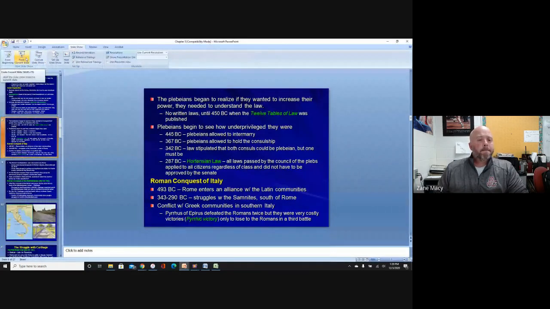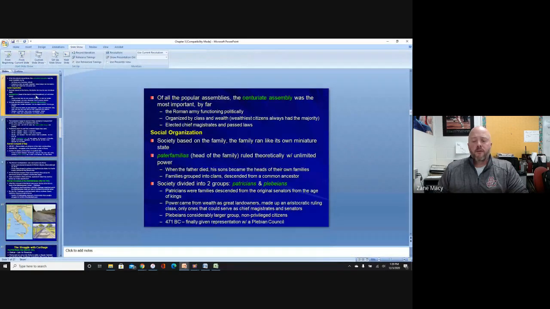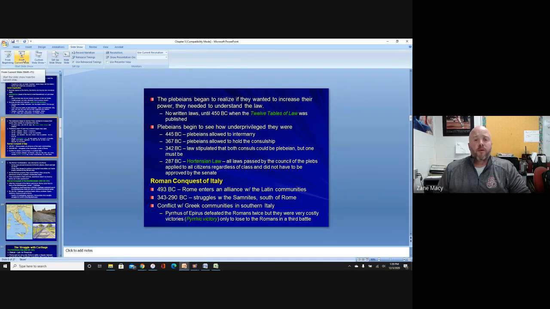We left off with finishing out this slide, talking about how the plebeian council, or the plebeian assembly, was created in 471 BC to finally give some representation to the vast majority of the Roman population. Because up until this point, only the patricians had had any say in how the republic was run.